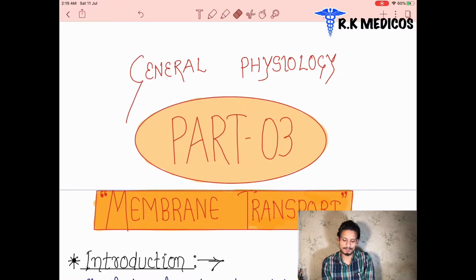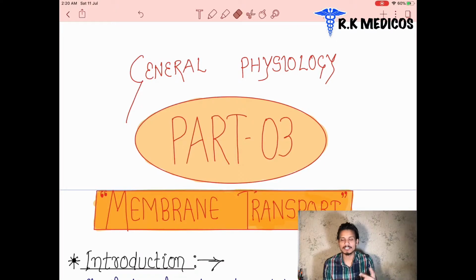Then what does it mean? What is membrane transport? How do molecules get transported from one side of the membrane to the other side? It means we are going to discuss general physiology, generally how physiology works, in which this is part three now. Previously we already discussed part 1 and part 2.